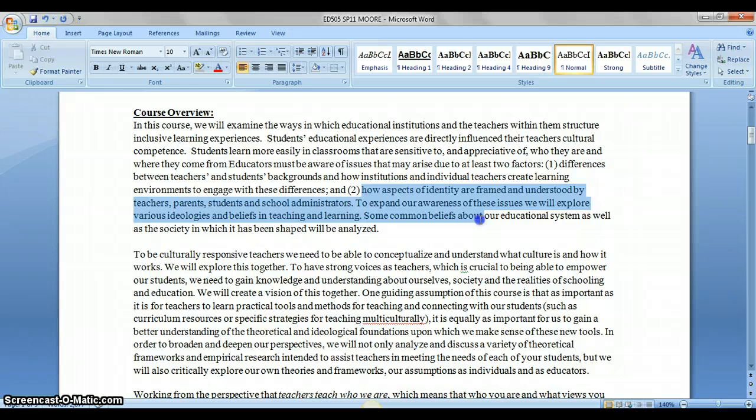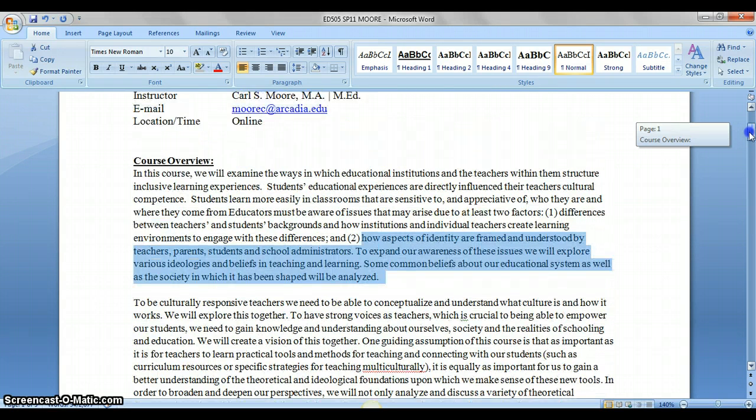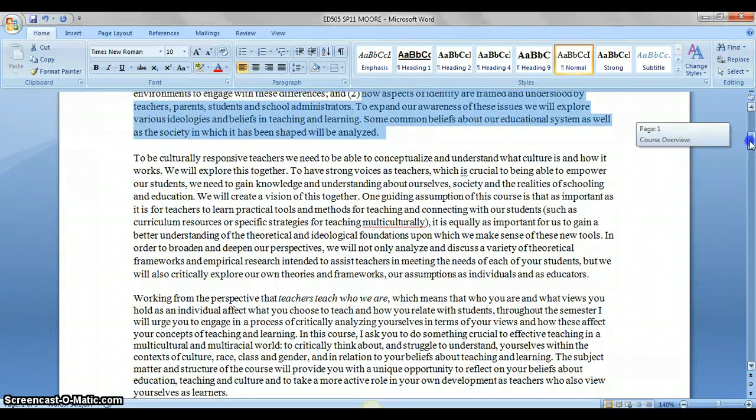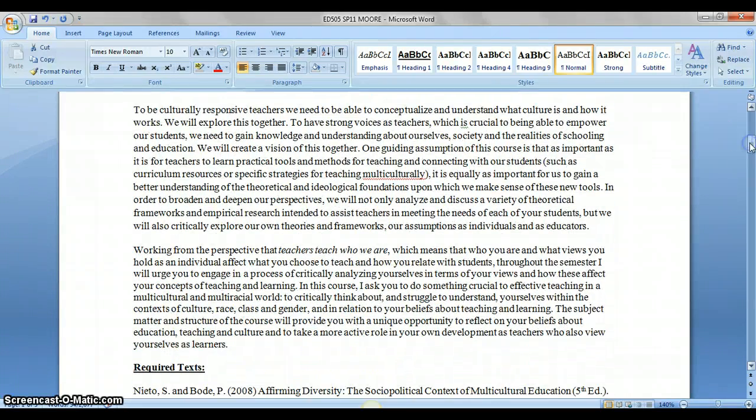To expand our awareness of these issues, we will explore various ideologies and beliefs in teaching and learning. Some common beliefs about our educational system as well as society, and how it has been shaped. This will all be analyzed. So it's kind of like the Matrix. We're going to be looking at education and taking the veil off of it, and I'm really excited about that, and I hope you all are as well. So, to be culturally responsive educators, I'll just highlight this one sentence here.